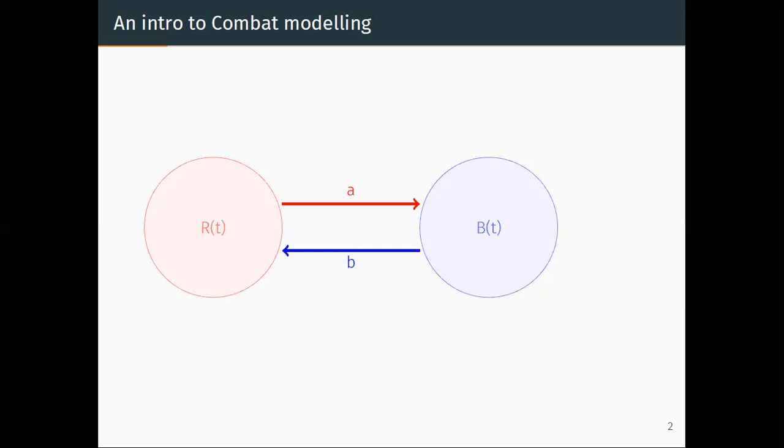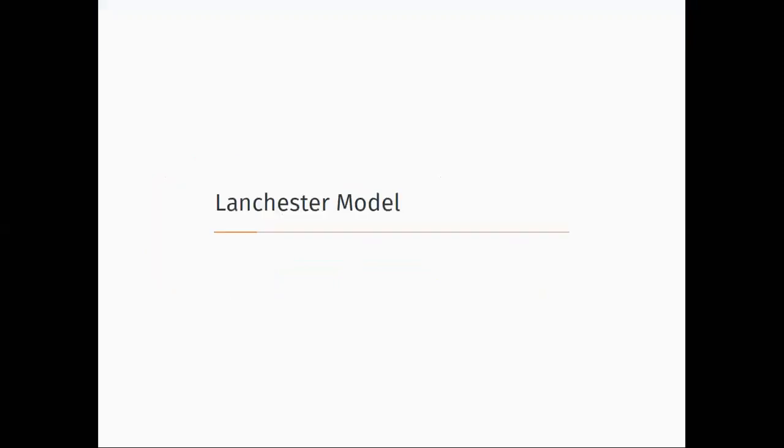So how will the number go down? The rate of loss is proportional to the force of the enemy power, and this A and B are the proportionality constants. This is how we are going to model it.